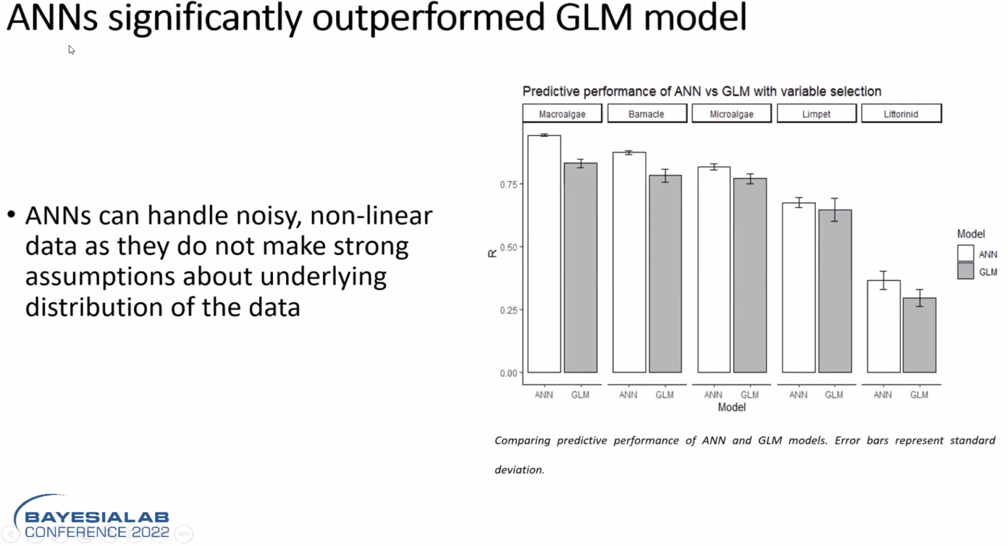And last but not least, artificial neural networks significantly outperformed our GLM models. And that's not too surprising, because artificial neural networks can handle noisy, nonlinear data as they do not make strong assumptions about the underlying distribution of the data. Perhaps another thing I could have done here would be comparing the performance of artificial neural networks to, say, generalized additive models or any other type of nonlinear regression model. But that's not something I did back then for my master's.